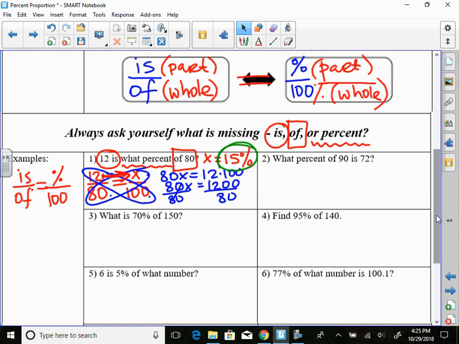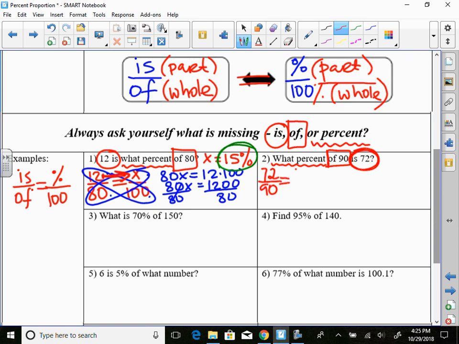Next one, what percent of 90 is 72? Again, your numbers and your words will go in order, so they all will stay together. So what percent? Okay, so I know now that percent is missing, of 90. So my of is 90, my is 72. So now I have my parts. I'm going to substitute them into the proportion. So I have 72 over 90 equals what percent out of 100? So I'm going to replace my percent with x and solve it using cross multiplication.